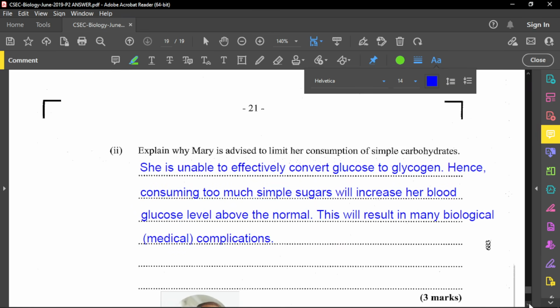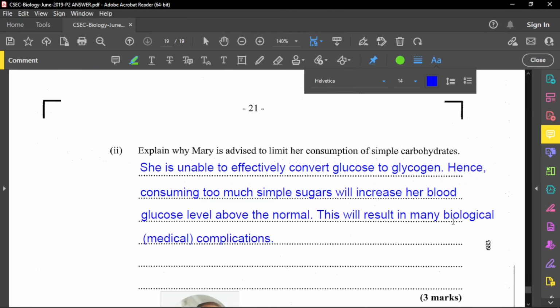Going on, well, this is the last part. It's to explain why Mary is advised to limit her consumption of simple carbohydrates. And simple carbohydrates, we're talking about monosaccharides or glucose particularly. So she's unable to effectively convert glucose to glycogen because, again, simple carbohydrates are easily absorbed into the blood, all right, are easily broken down and then absorbed. And so consuming too much simple sugars or simple carbohydrates will increase her blood glucose level above the normal. And again, if she's diabetic, it's going to be very difficult to convert the glucose into glycogen, right? So she's unable to do so.